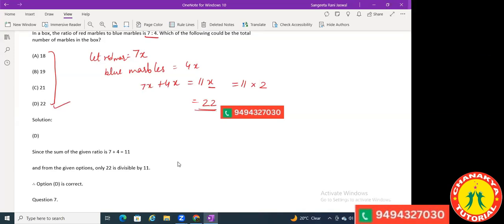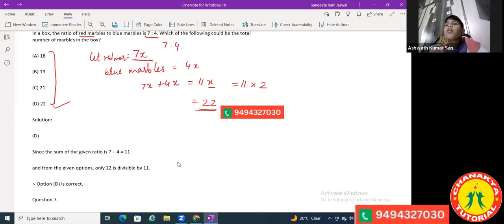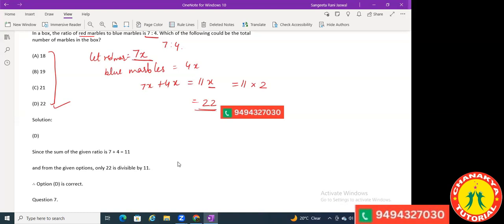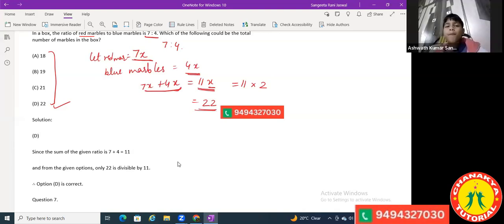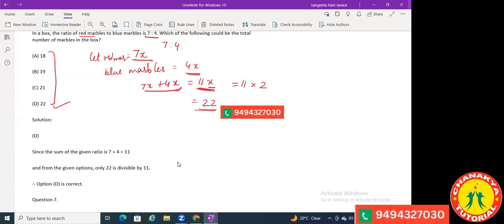Okay, Ashwath, see. The ratio was given to be 7 is to 4. So I have just assumed that let my red marbles be 7x. Okay, so let blue marbles be 4x. So when you add these ratios, you get 11x. You understood till here? Now, this x has to be some multiple of 11 only, no? If I multiply any number with 11, I get the multiple of 11.